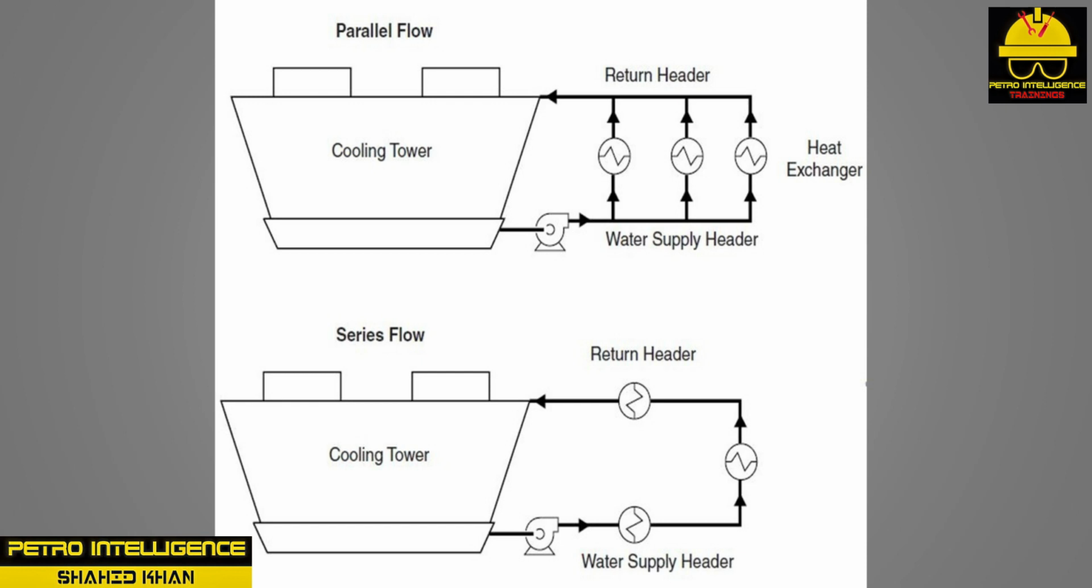Heat exchangers can be connected to cooling towers in a variety of ways. The two most common are parallel and series, as shown in the picture. In parallel flow, the process flow goes through multiple exchangers at the same time. In series flow, the flow passes through one exchanger before it goes to another.